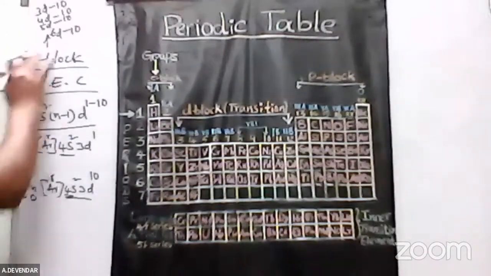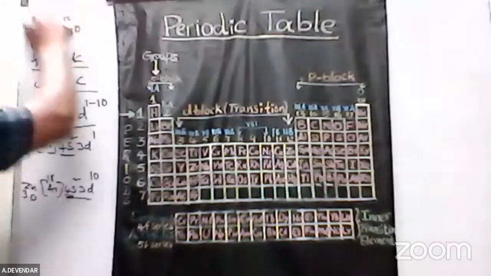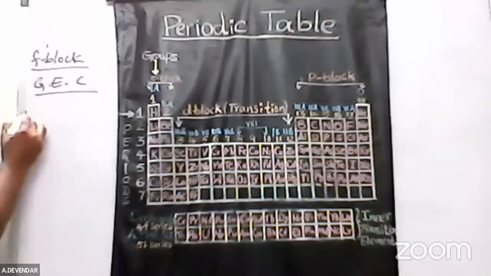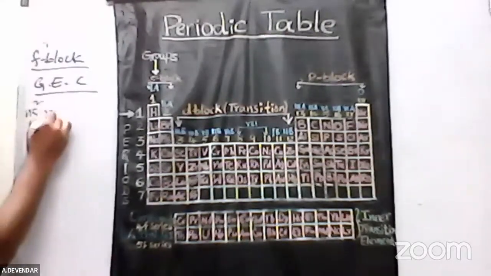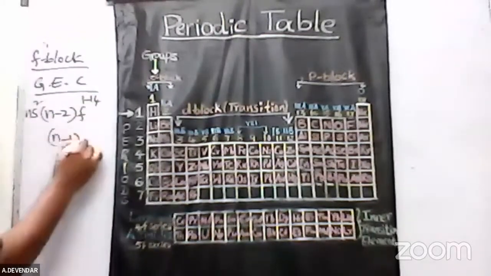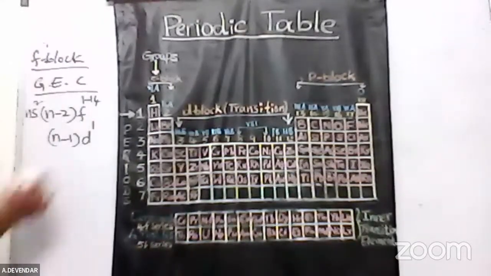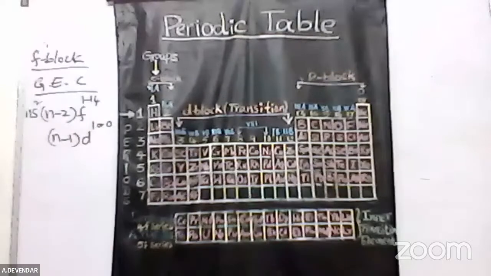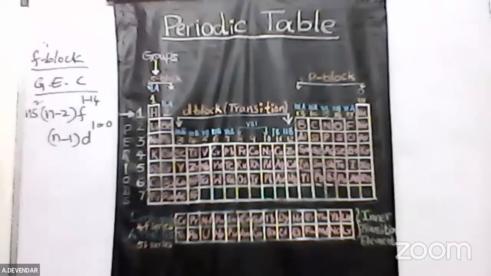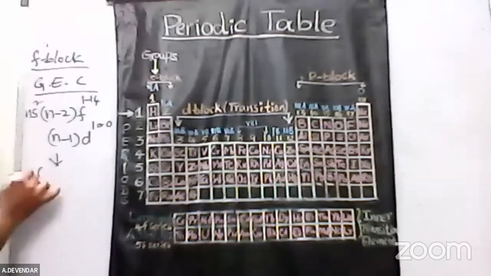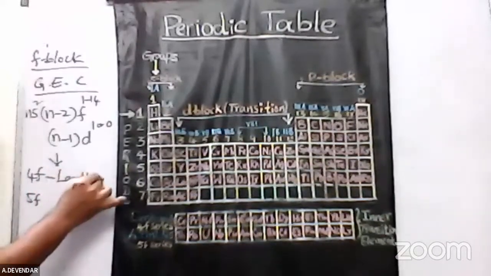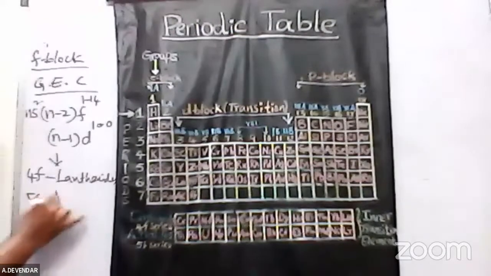Next, coming to the f block elements. Please remember the general electronic configuration of f block elements: ns2 (n-2)f1 to 14 and (n-1)d1 or sometimes 0 also. This is the general electronic configuration of f block elements. These f block elements are classified into the 4f series and 5f series. The 4f series is called the lanthanides. The 5f series is called the actinides.